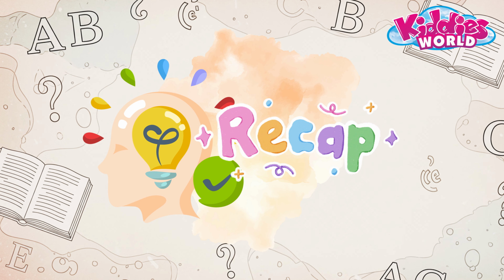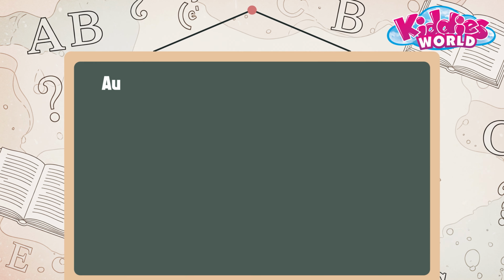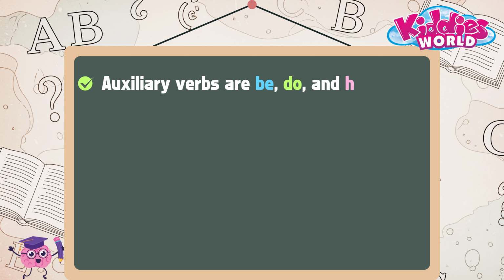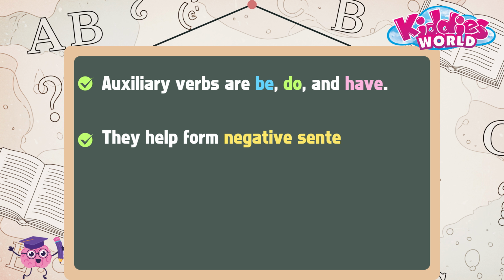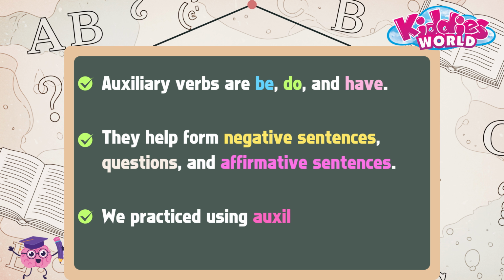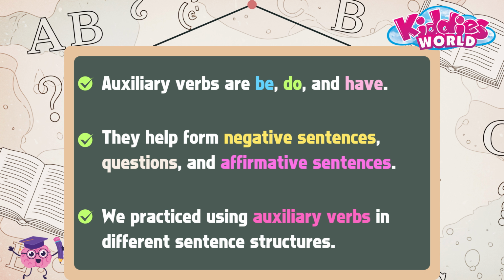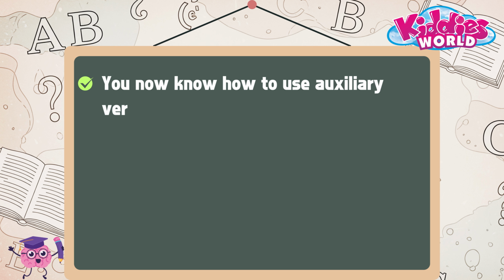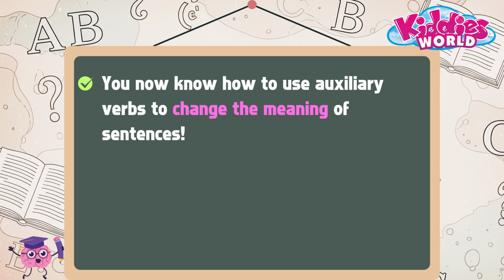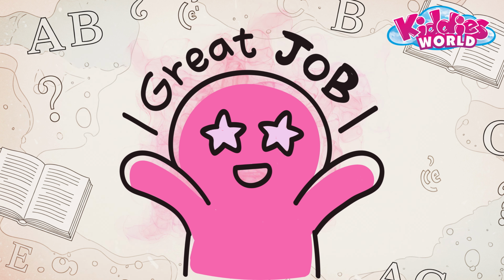Now, let's quickly revise what we learned today. Auxiliary verbs are be, do, and have. They help form negative sentences, questions, and affirmative sentences. We practiced using auxiliary verbs in different sentence structures. You now know how to use auxiliary verbs to change the meaning of sentences. Great job, kids! Today, you learned all about auxiliary verbs in a fun and easy way.